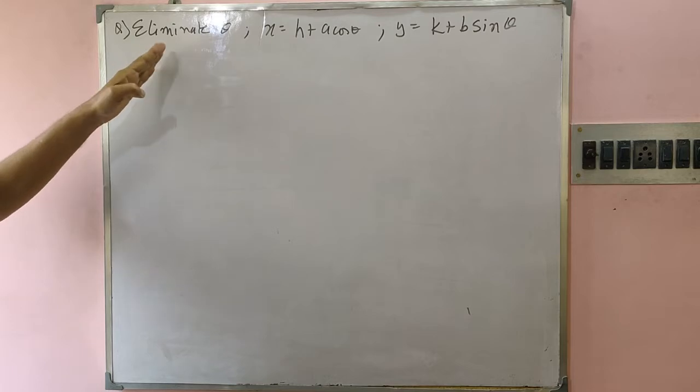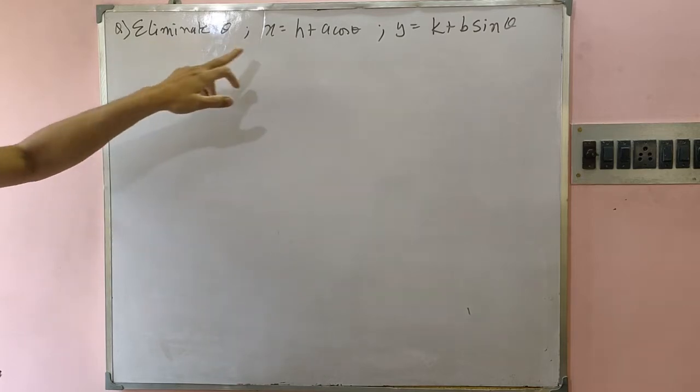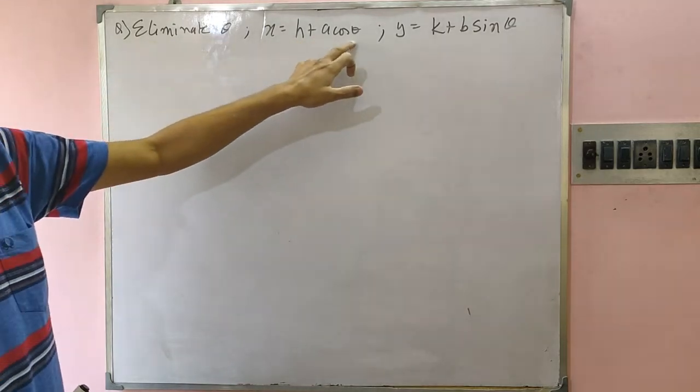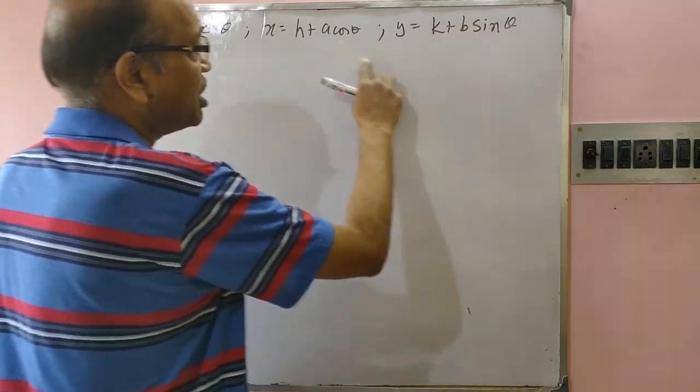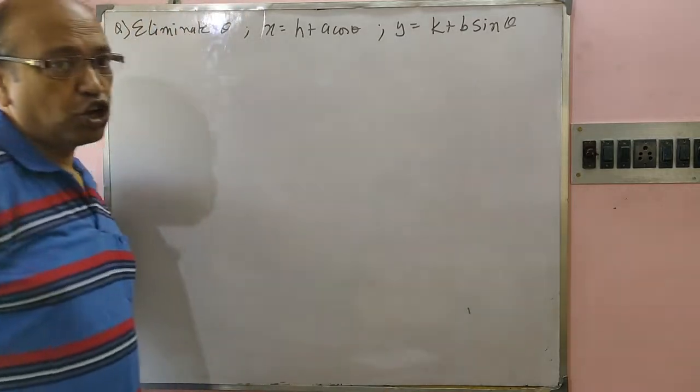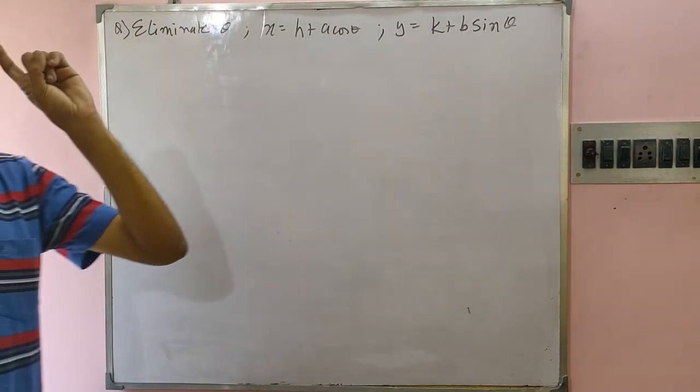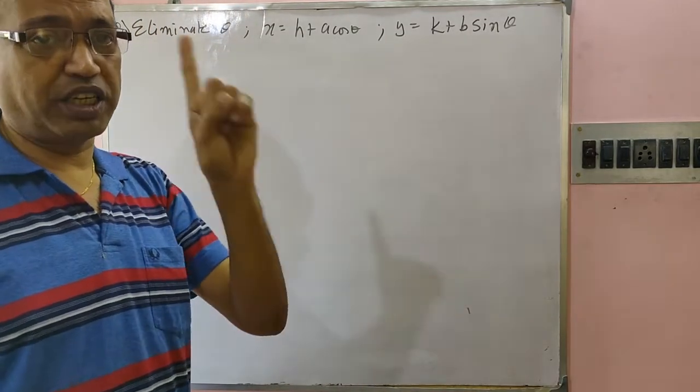Another question on how to eliminate theta. x equals h plus a cos theta. y equals k plus b sin theta. Here I am saying sin theta and cos theta. So what is the relation? We know that sin square theta plus cos square theta is 1.